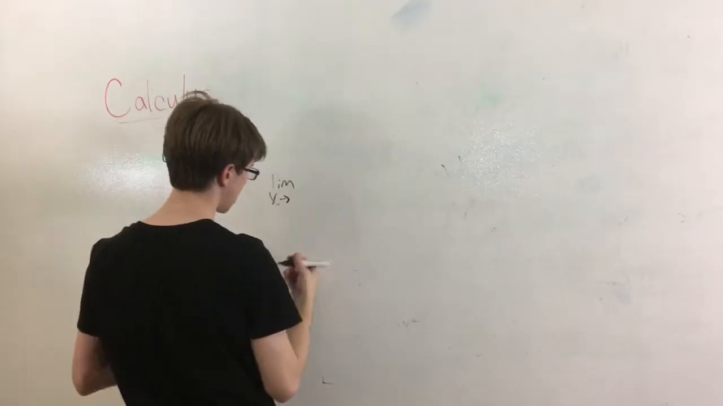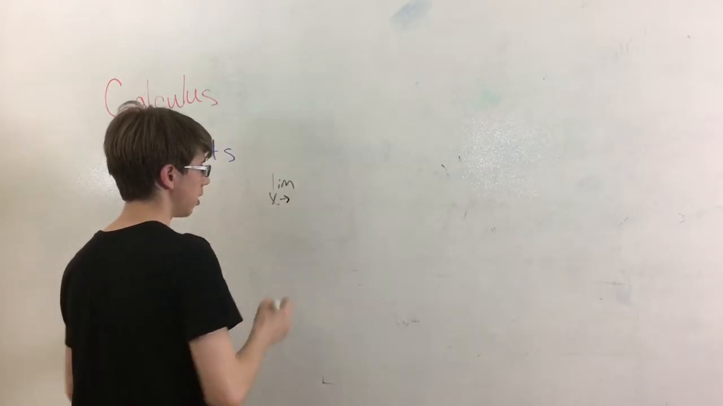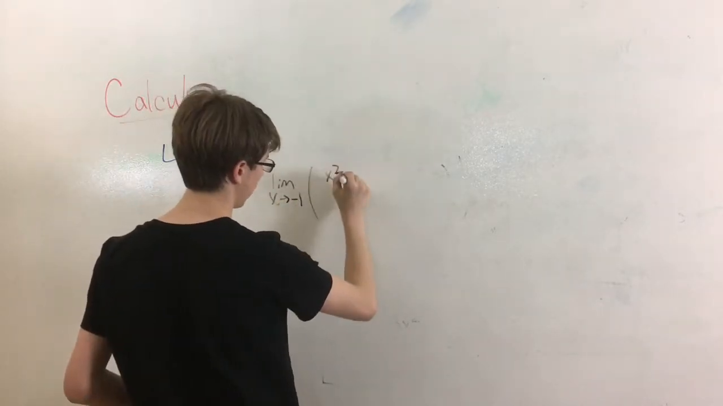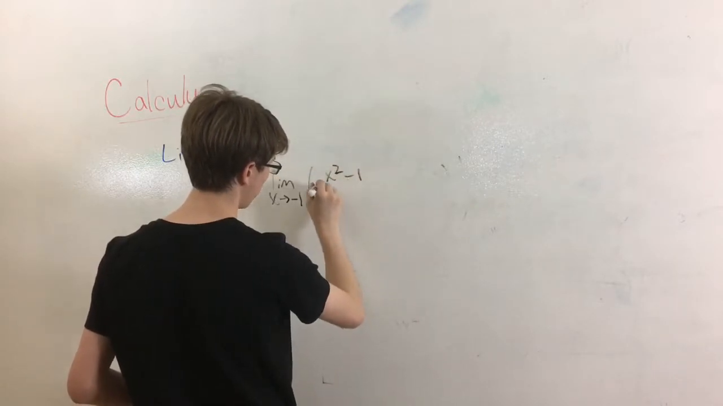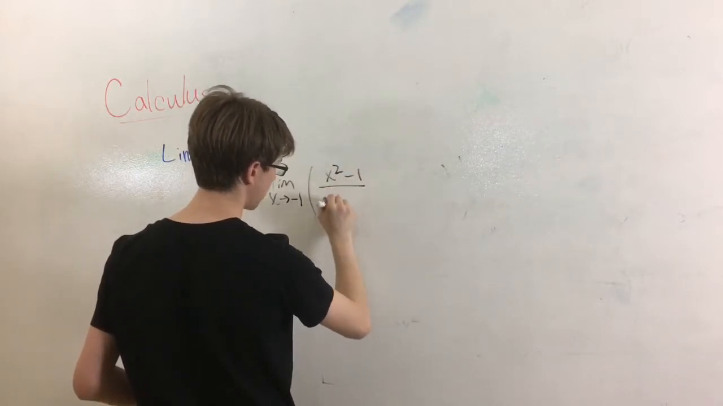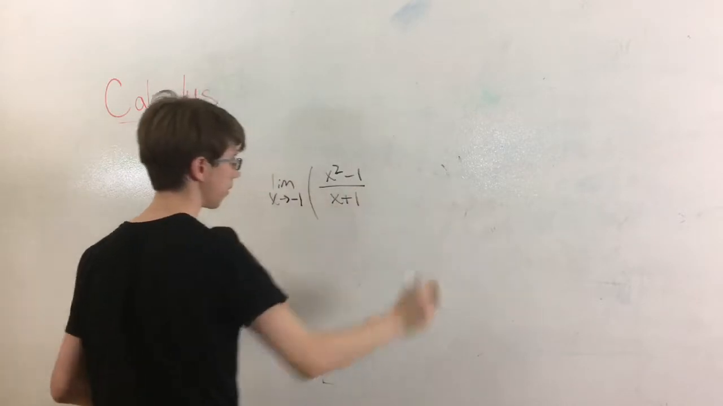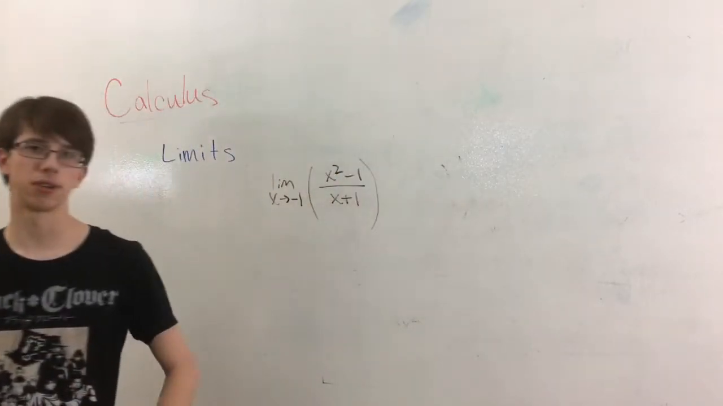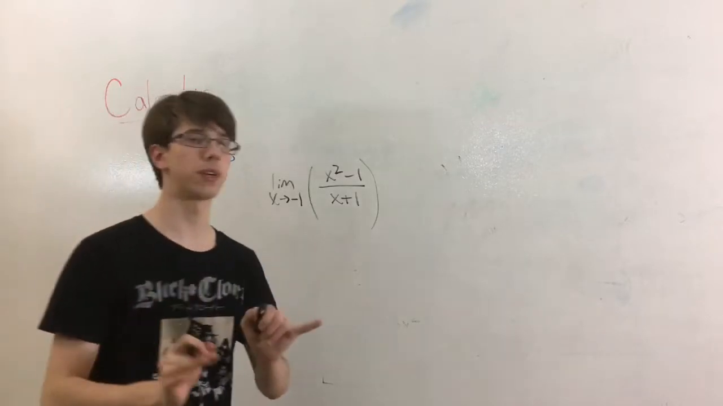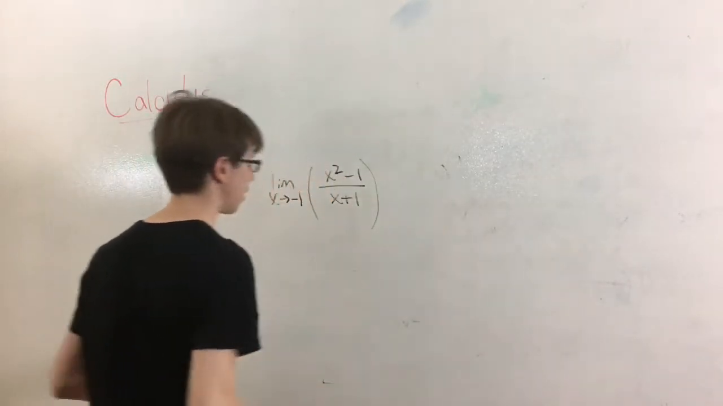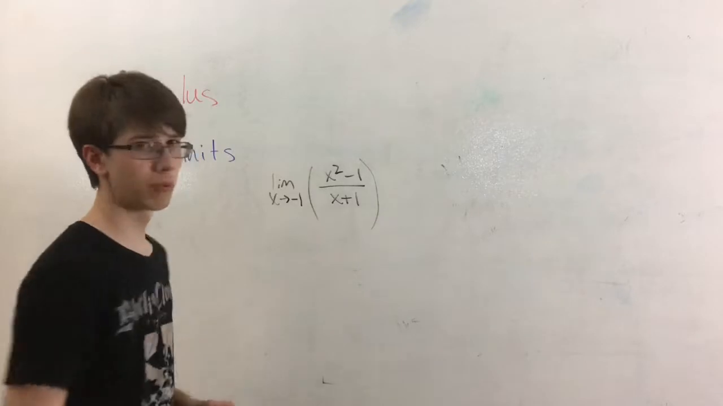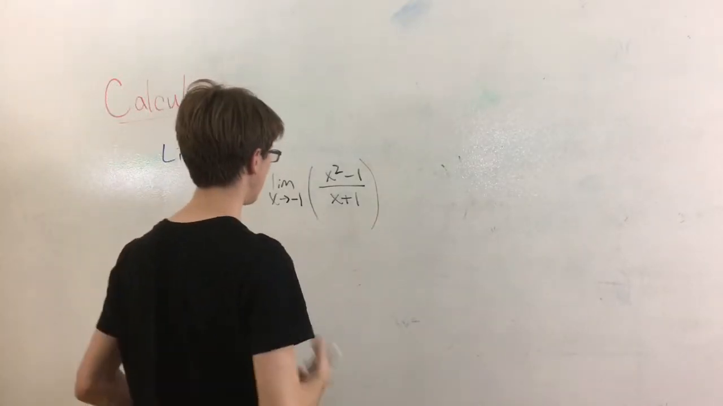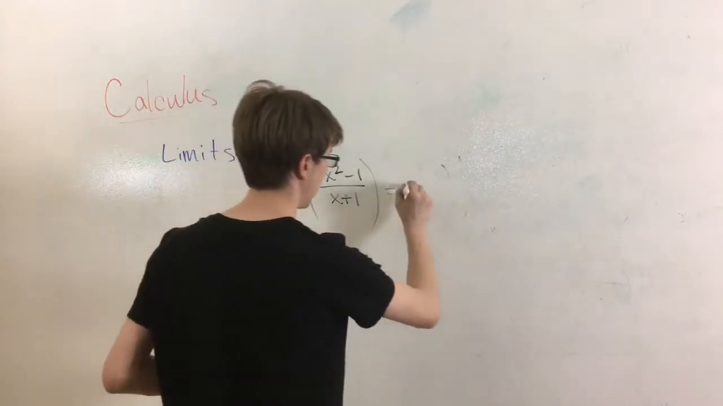Limit as x approaches negative 1 of x squared minus 1 over x plus 1. All right. So how would we find this? Well, there are 2 ways we can do this. One, we can factor it out, cancel it out, and we end up with x minus 1 times x plus 1 over x plus 1. Cancel out x plus 1, we get x minus 1. So negative 1 minus 1, we get negative 2.